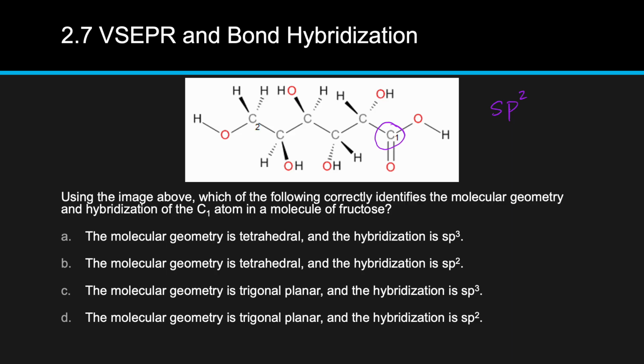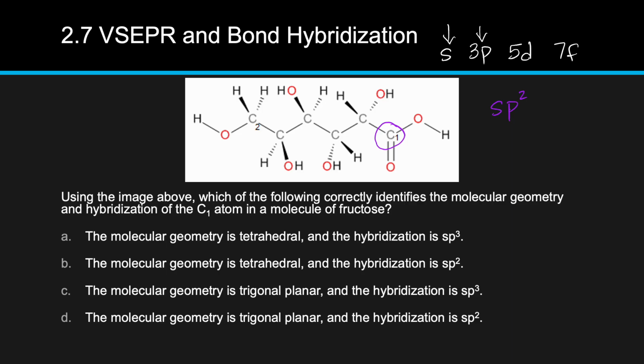Because remember, when we're thinking about all of the available orbitals, we always have 1 s orbital, we have 3 p orbitals, we have 5 d orbitals, and we have 7 f orbitals. So it goes in order. So if I need a total of 3, I'm starting with s, and then I'm taking from p.